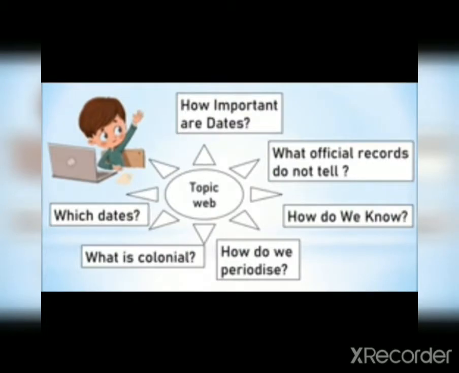The concept map, which you see on your screen, tells us the important topics of the chapter. How important are the dates? What do official records not tell us? How do we know? How do we periodize history? And what is colonial, and which dates are important in history?